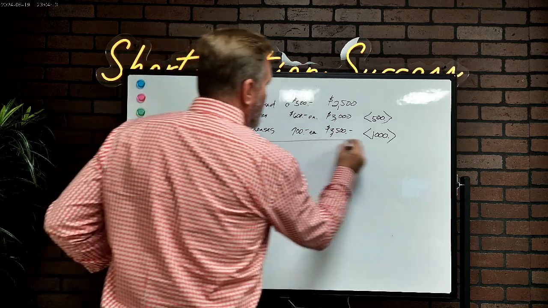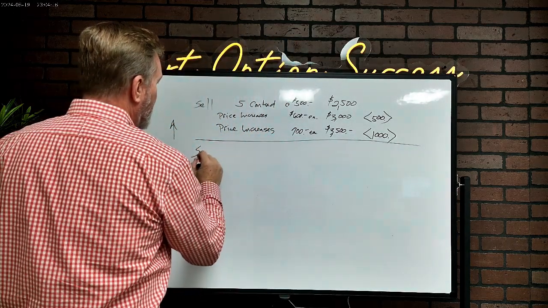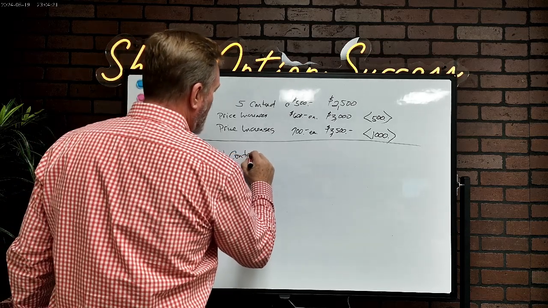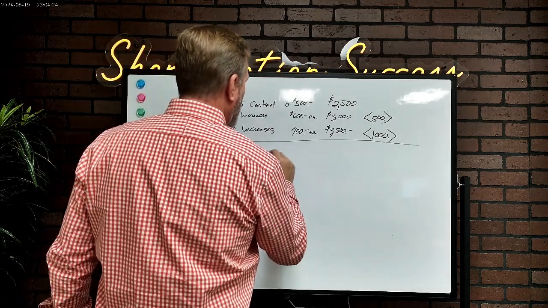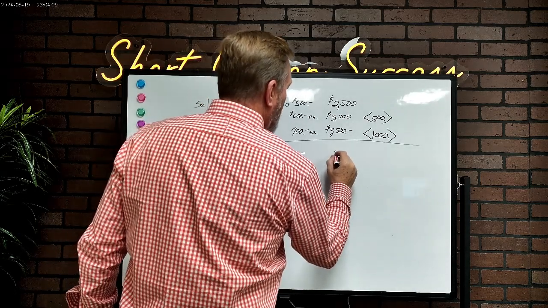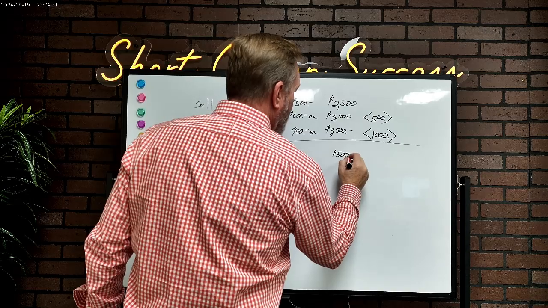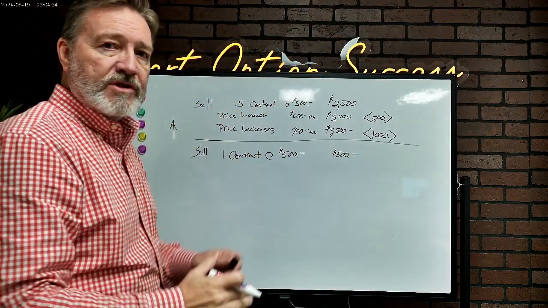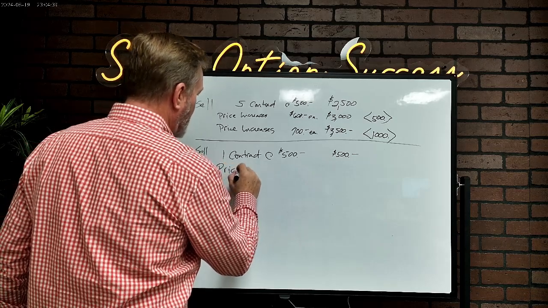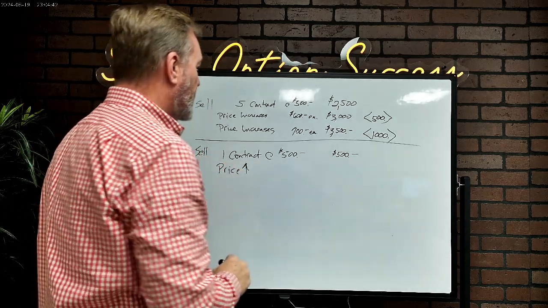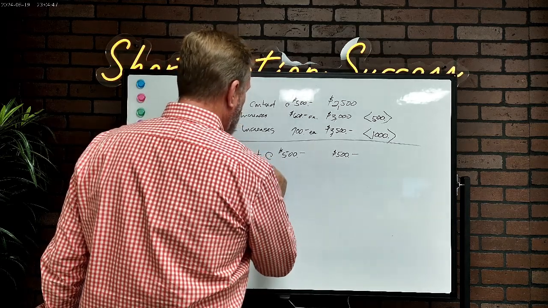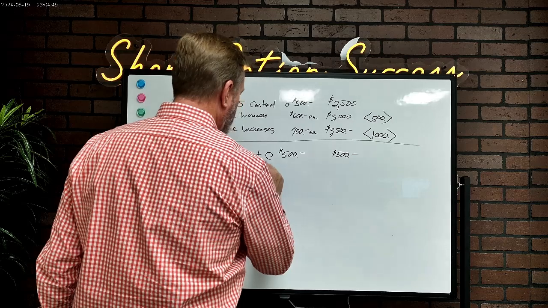Now let me give you another scenario. Let's just say I sell 1 contract at $500. Okay, so what have I collected? I've collected $500. There's where I'm sitting. And let's say the same thing happens again. The price goes up. Now the value goes up to $600 per contract.